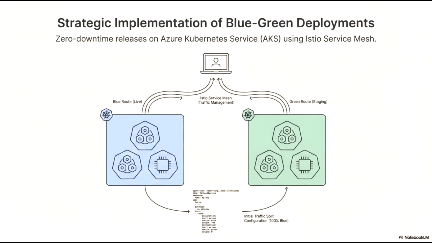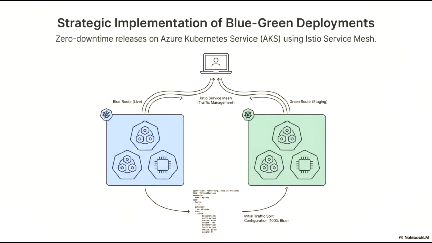Welcome, everyone. Today, we are diving into the strategic implementation of blue-green deployments. Our focus is on achieving zero-downtime releases on Azure Kubernetes Service, or AKS, utilizing Istio Service Mesh for sophisticated traffic management. Looking at the diagram, you will see two identical environments.